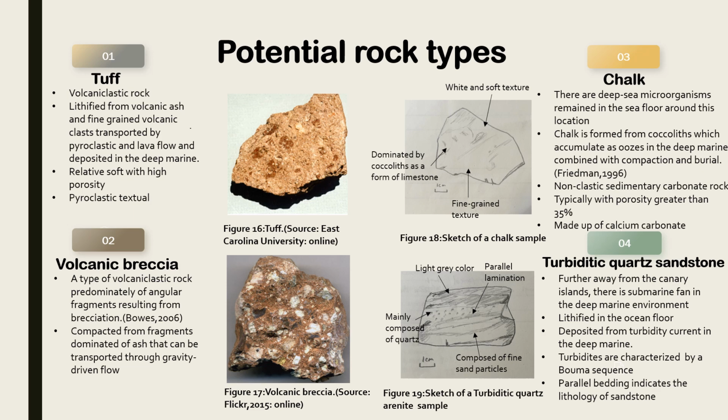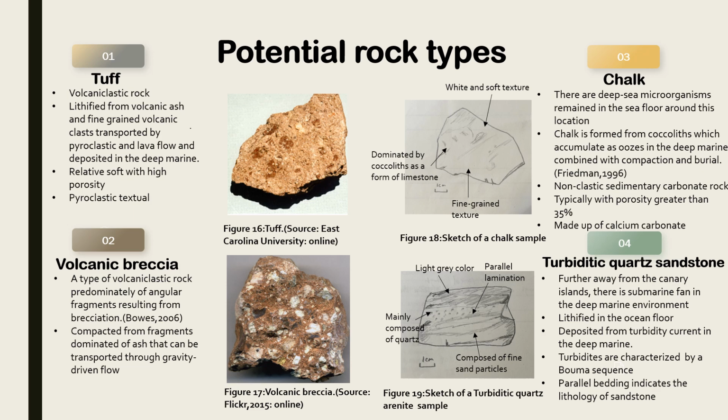And this rock is relatively soft with high porosity, and also it has pyroclastic texture. Also, volcanic breccia can be formed as a type of volcanic clastic rock as well, predominantly of angular fragments resulting from brecciation, and it is compacted from fragments dominated by ash that can be transported through gravity-driven flow, such as landslides.